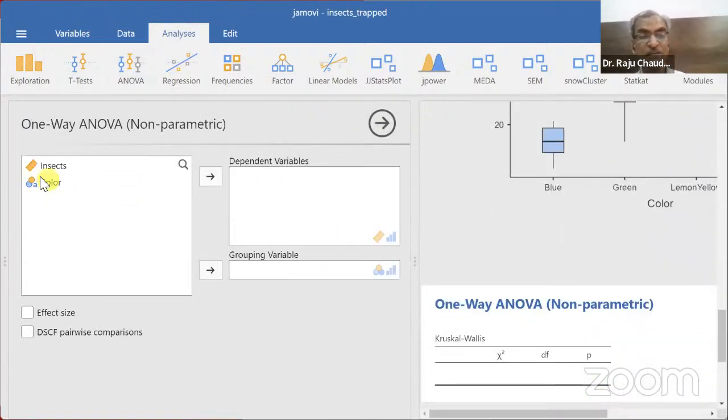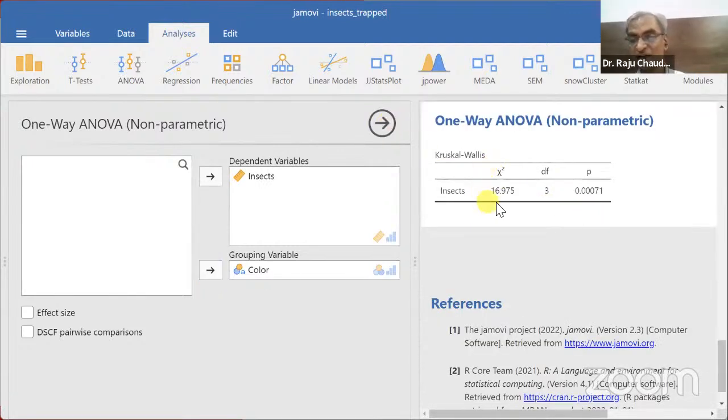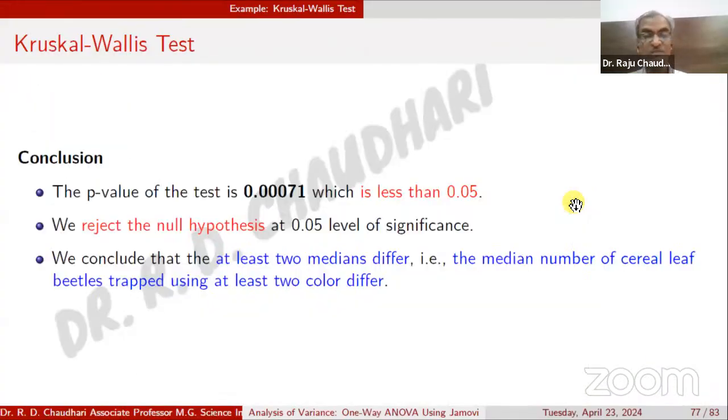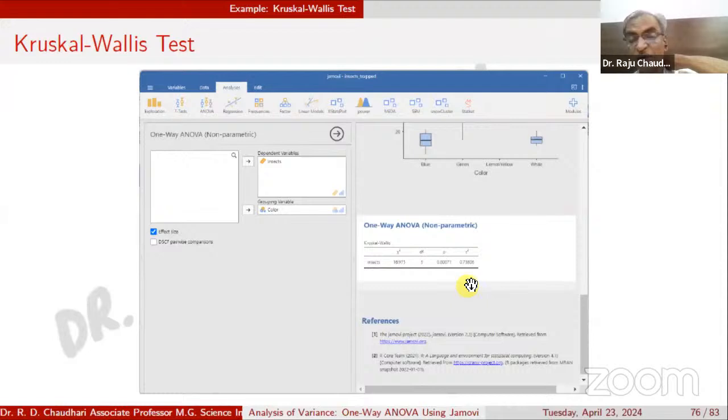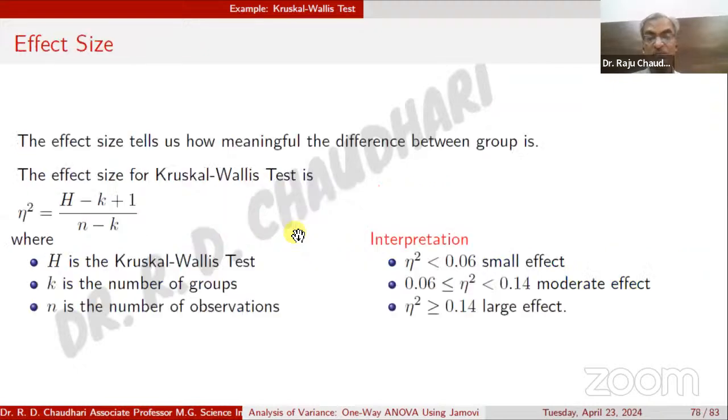So here simply select the continuous variable, dependent, then the grouping variable, and we have the output, that is a chi-square value, the degrees of freedom, and the p-value. If you look at the output, the p-value is 0.00071, which is less than 5%. So reject the null hypothesis. That means at least two medians differ significantly, right?